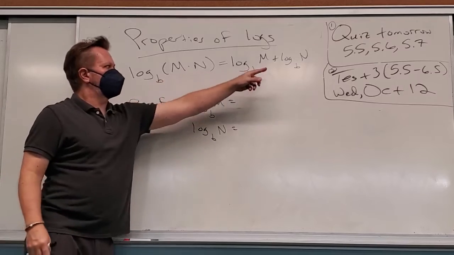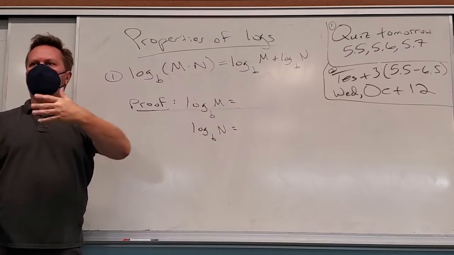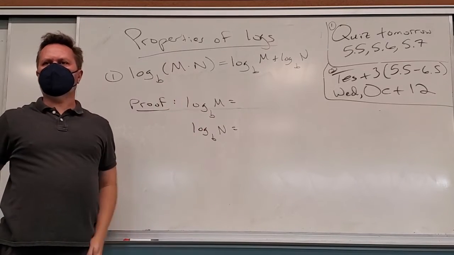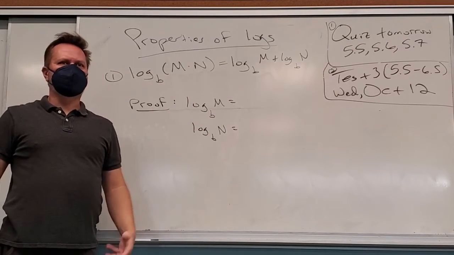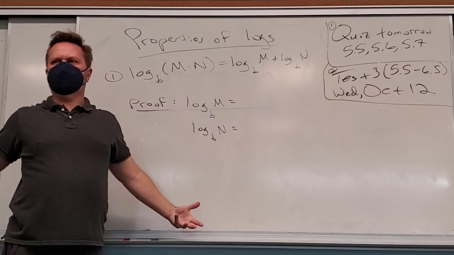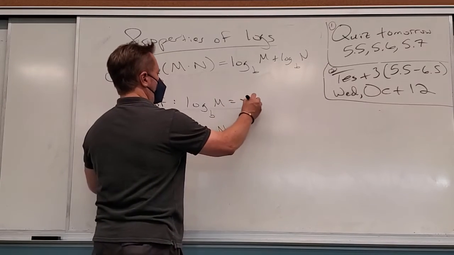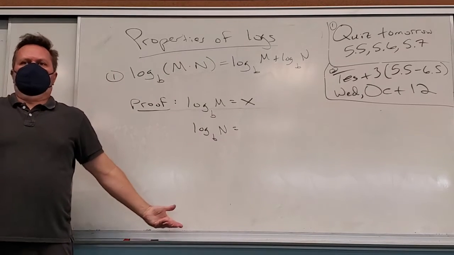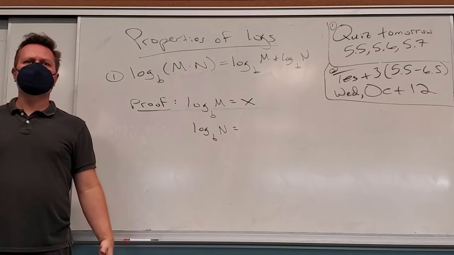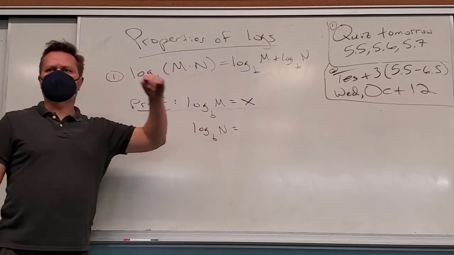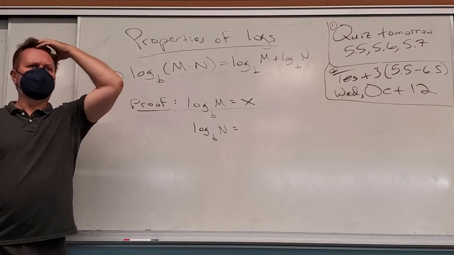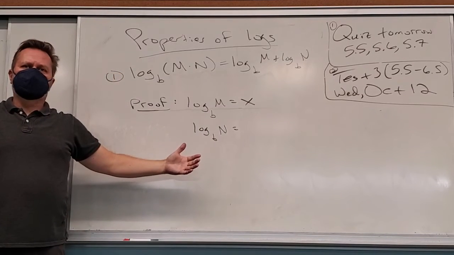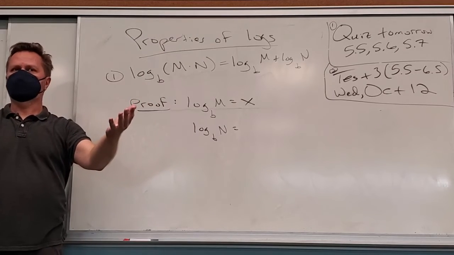I'm going to take these two pieces. Is that cool? I'm just going to take those two pieces, and I want to give them names. What is log base b of m? Does anyone know what that is? You shouldn't, right? So what do we call it when we don't know what it is? X. Okay, so what's log base b of n? Can I call it x? No, because that's what the other one is. And I don't know if they're equal to each other, right? So what is log base b of n? What can you call it? Y, right?